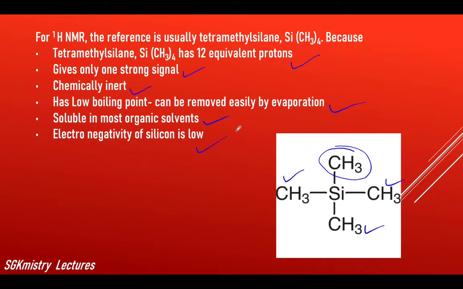All the protons will have the required shielded electrons around themselves. If it is shielded, then obviously the signals will be obtained in the upfield region. So here all the protons are equivalent and they are shielded because silicon has very low electronegativity. Because of the shielding, the signal of TMS is obtained in the highly upfield region, and because of that, you can see the position of the TMS signal is at 0 ppm.